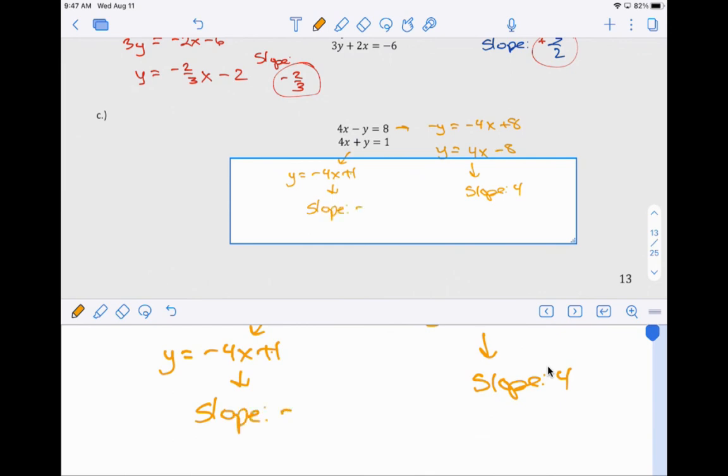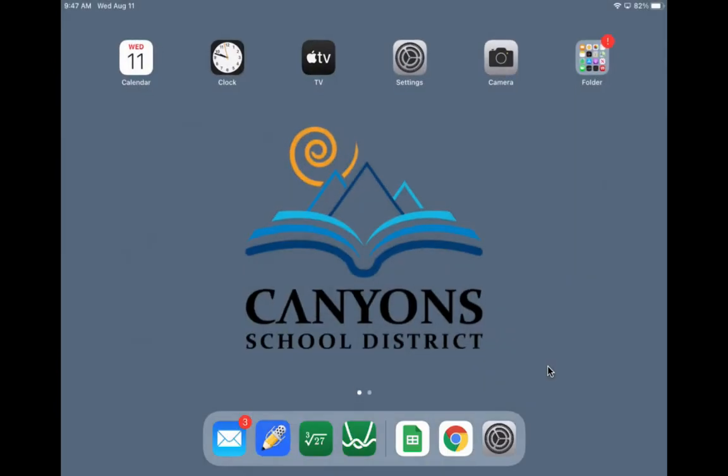Not enough to be perpendicular. This was actually the one I wanted to show you on Desmos. You might think, but they're opposites, right? I mean, they're not parallel. One's going up, one's going down. They can't be parallel. But how can they not be perpendicular? Let's take a look at it.